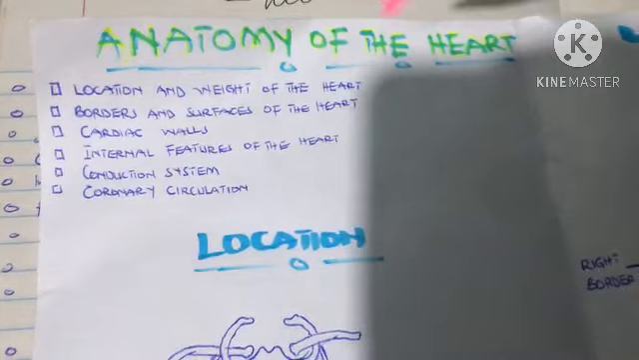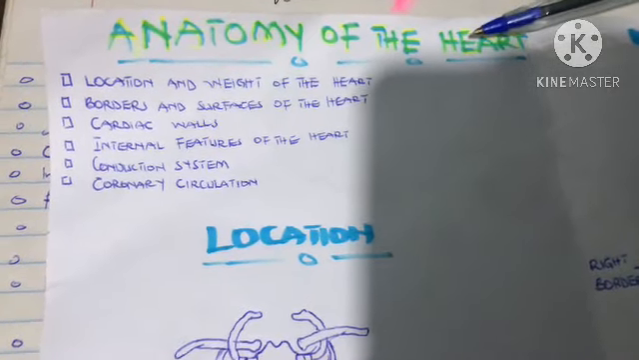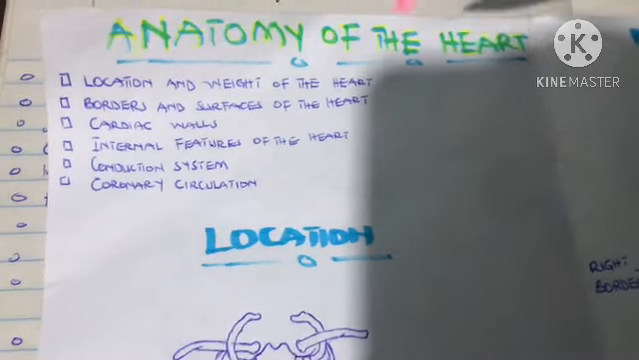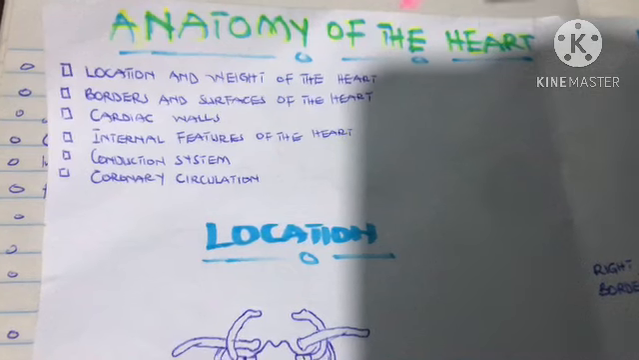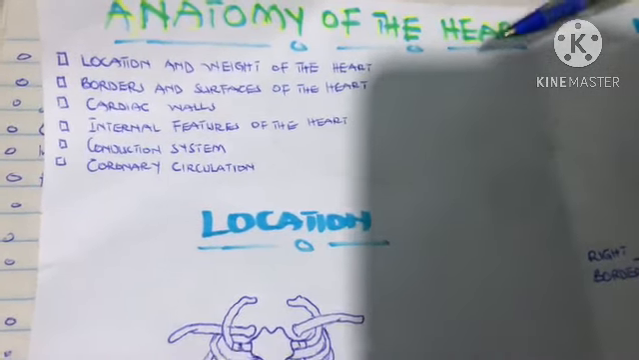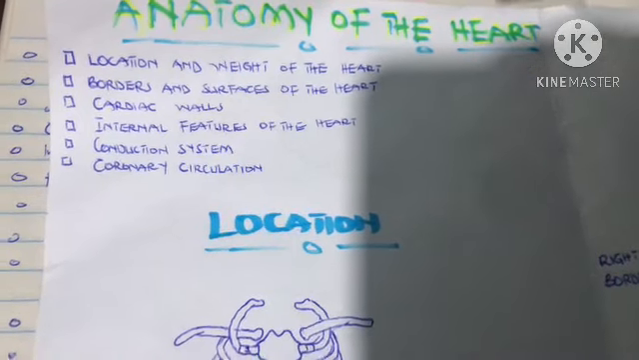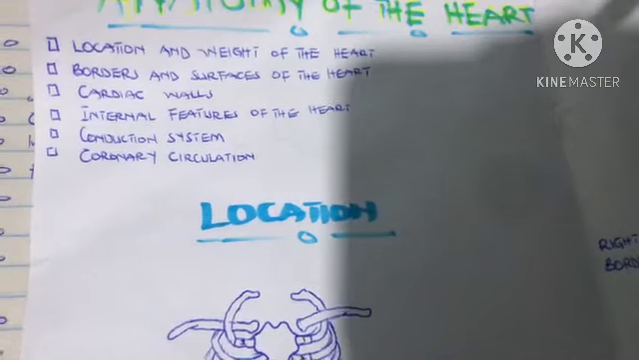So guys, today we are going to look at the anatomy of the heart. And at the end of this session, I hope you get to know the location and weight of the heart, the borders and surfaces of the heart, the cardiac walls, because the heart is surrounded by walls, the internal features of the heart, conduction system, and also the coronary circulation.